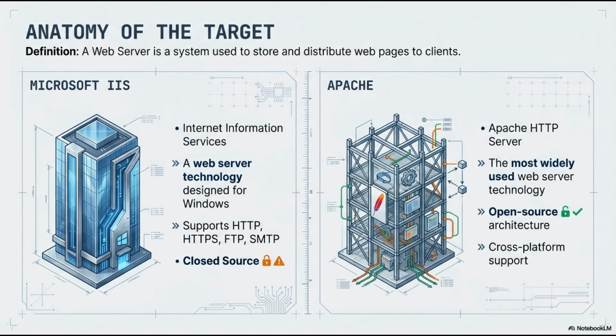But wait, doesn't that transparency mean the bad guys also have the exact same blueprints? It does. That is the classic double-edged sword of open source. But for your exam, just lock this association in your brain. IIS is Microsoft and proprietary. Apache is open source and most widely used. Got it. IIS proprietary, Apache open source.